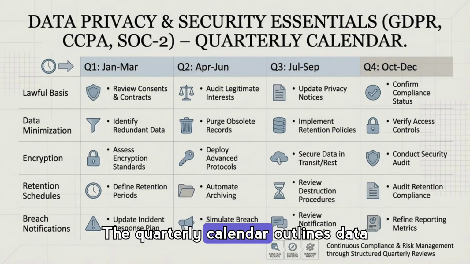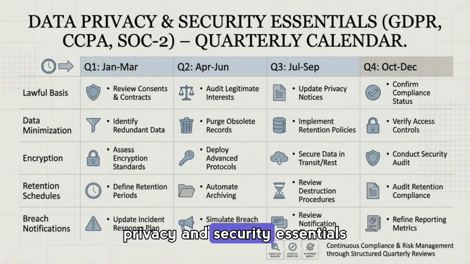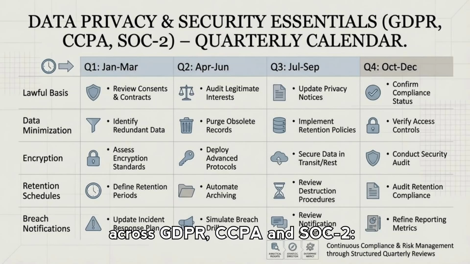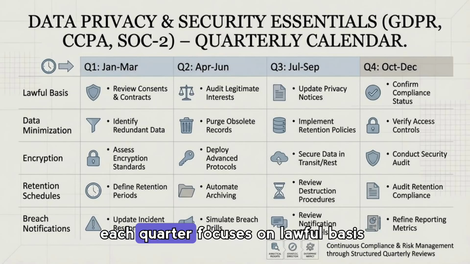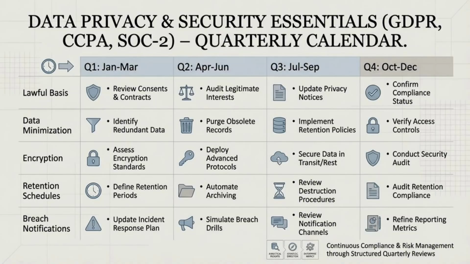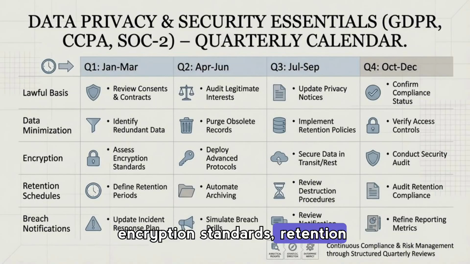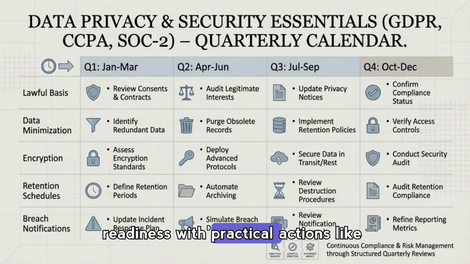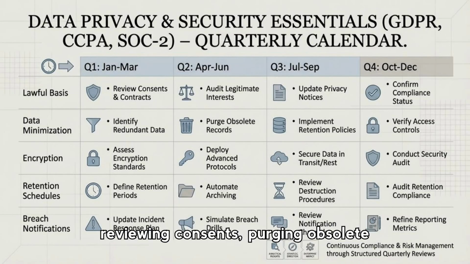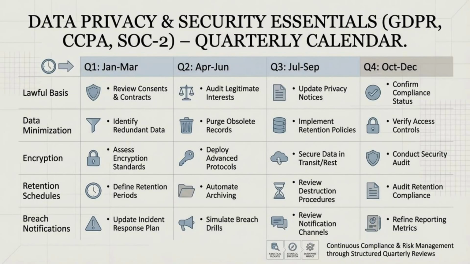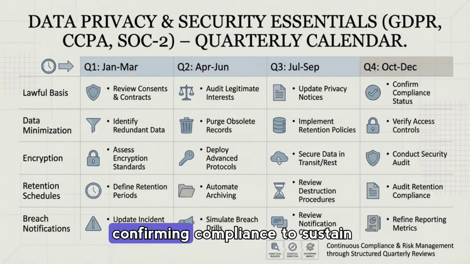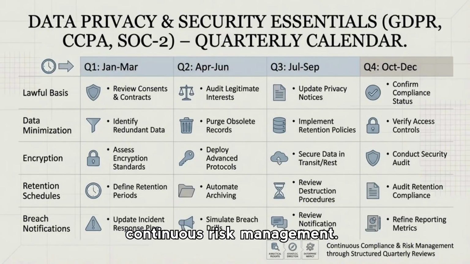The quarterly calendar outlines data privacy and security essentials across GDPR, CCPA, and SOC 2. Each quarter focuses on lawful basis checks, data minimization, encryption standards, retention schedules, and breach notification readiness, with practical actions like reviewing consents, purging obsolete records, deploying protocols, simulating breach drills, and confirming compliance to sustain continuous risk management.